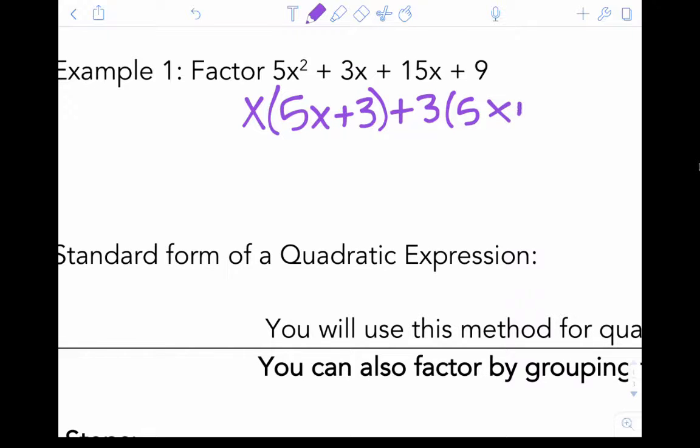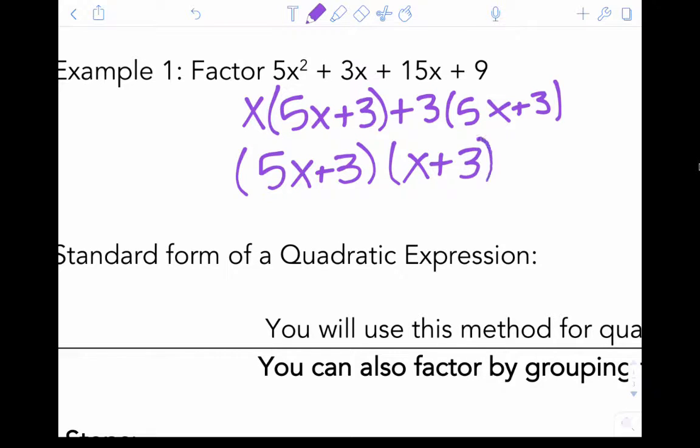My 2 binomials are the same. So I can go ahead and factor them out. And I'm left with x plus 3. And that is my factored polynomial. Those are my 2 binomials that I created.